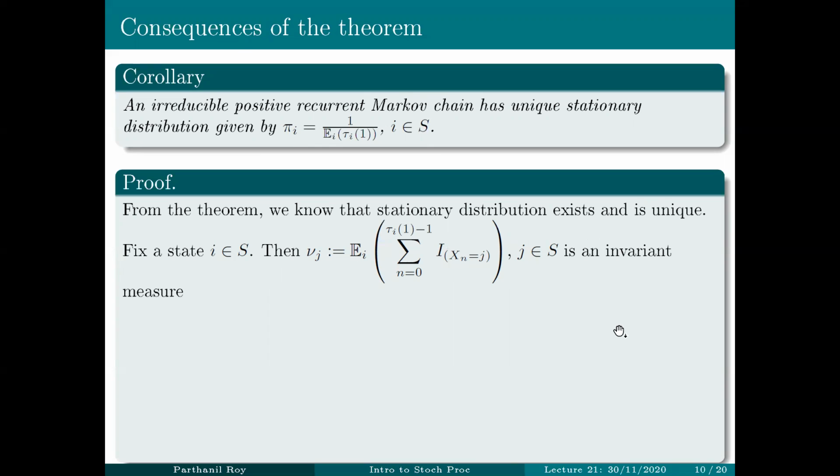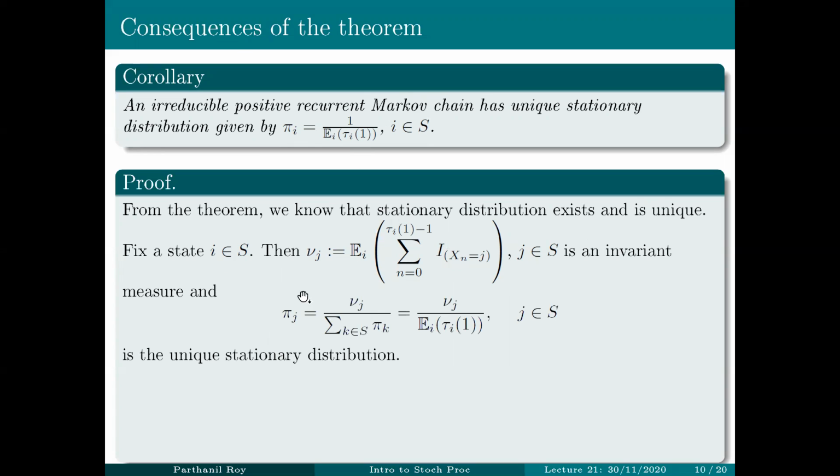Not only is this an invariant measure, since the chain is positive recurrent because of the assumptions, the normalized version of nu, which is pi, is actually a stationary distribution. This is the unique stationary distribution because the stationary distribution has already been proved to be unique. Now note that pi j has this form. Therefore, for j equal to I, we get pi I is nu I over expected return time to I.